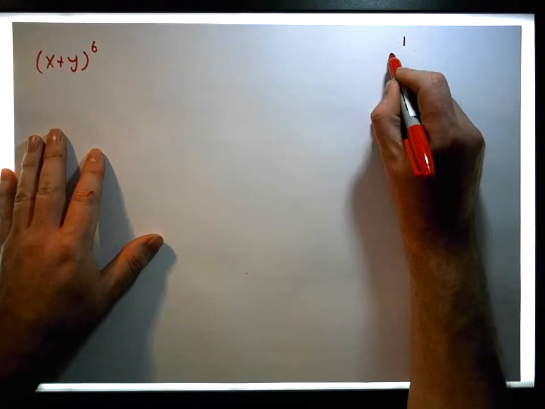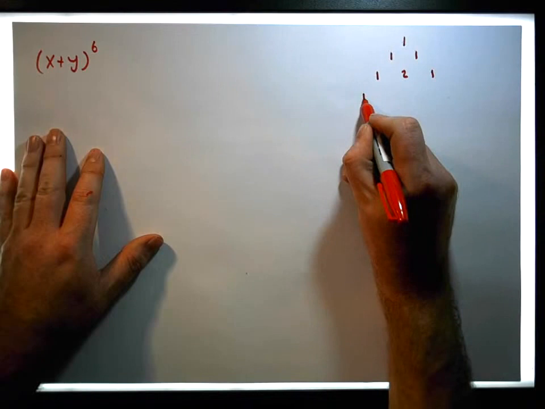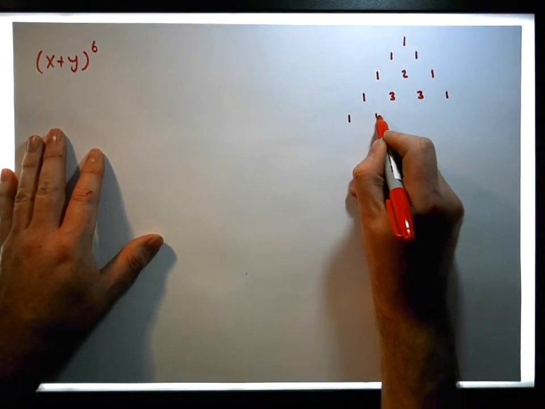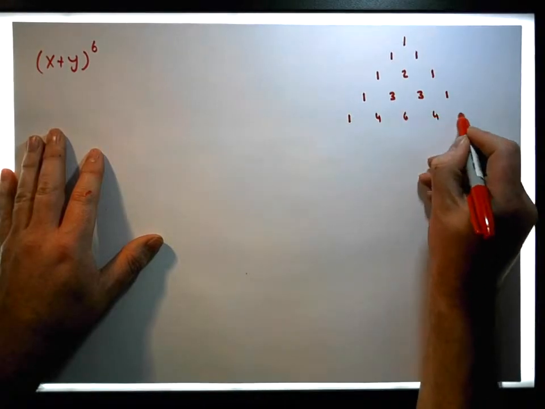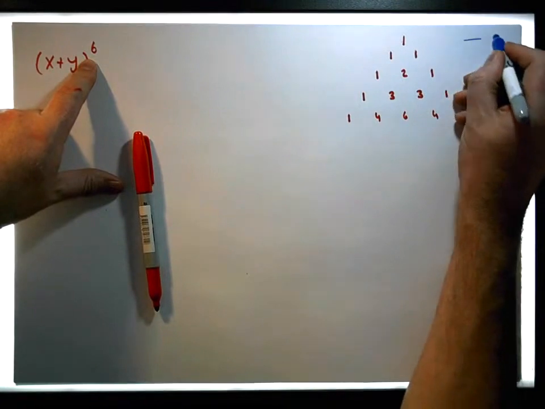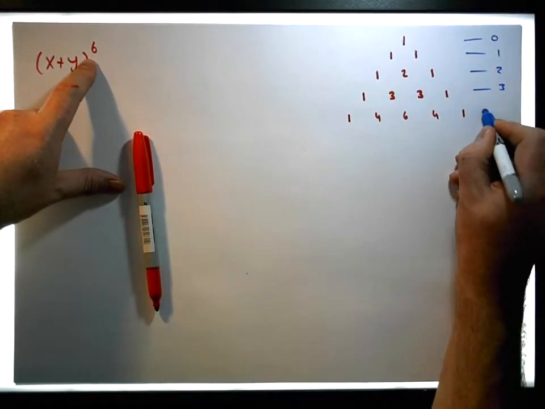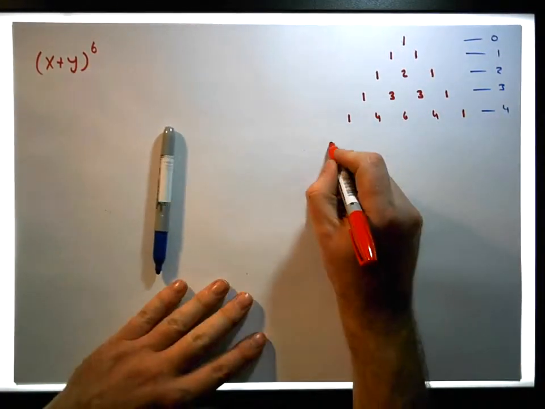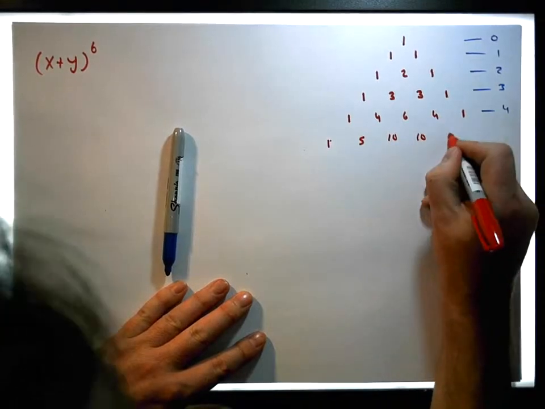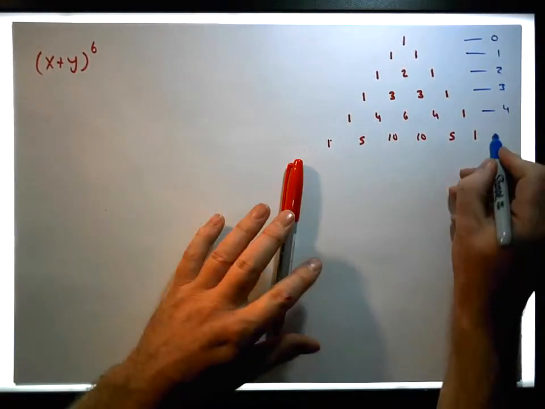1, 1, 1, 1, 2, 1, 1, 3, 3, 1, 1, 4, 6, 4, 1. I need the 6th index row. So this is 0, this is 1, this is 2, 3, this is the 4th. So let's do the 5th. So this is 1. The sum of these is 5. The sum of these is 10. The sum of these is 10. The sum of these is 5. And then finally our 1. So that'd be the 5th one.